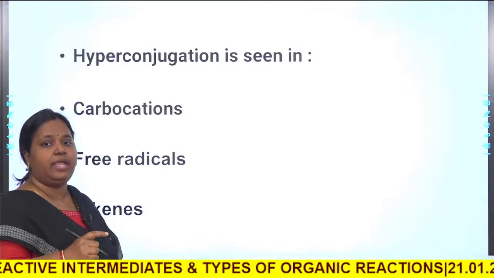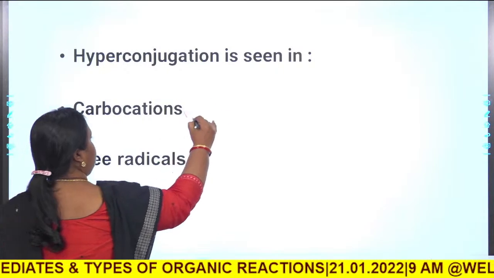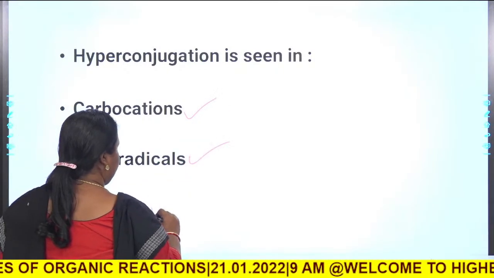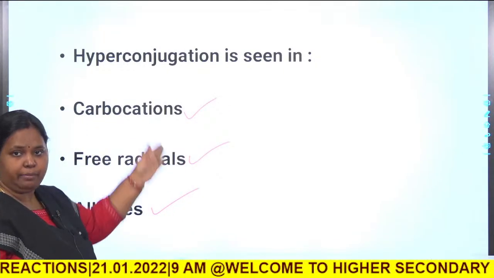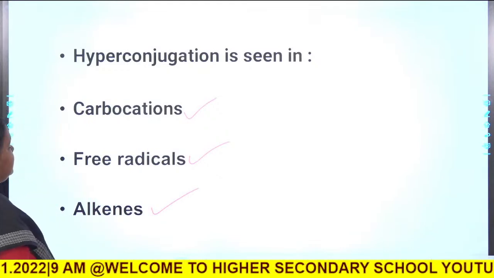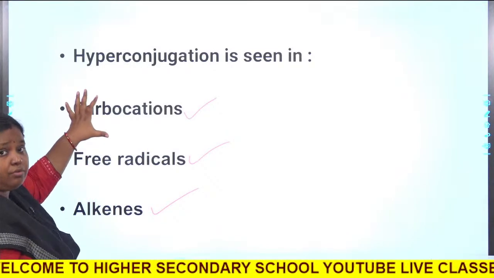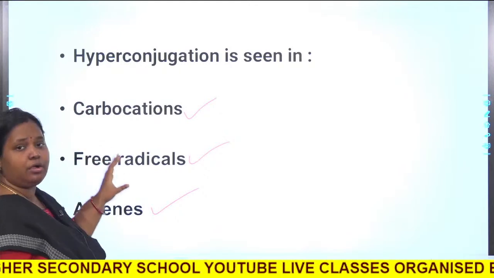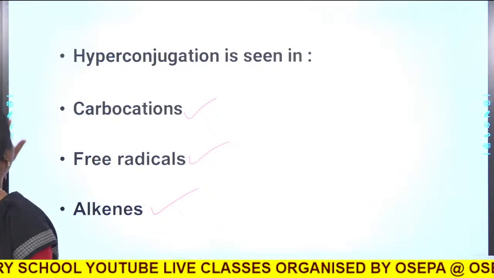Hyperconjugation can be seen in carbocations, in free radicals, in alkenes. We will discuss it one by one. Okay? So let us see the hyperconjugation first, how the hyperconjugation is actually occurring in carbocations.